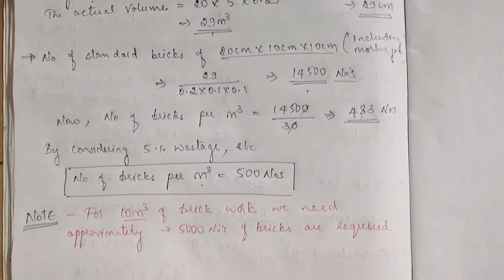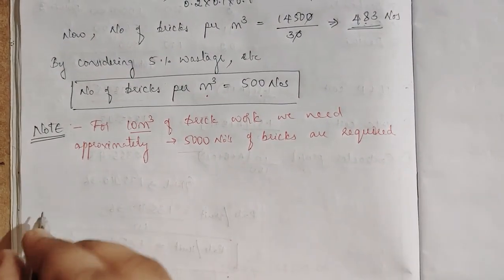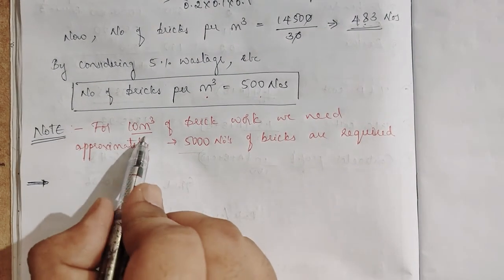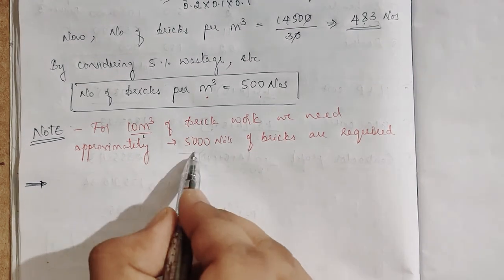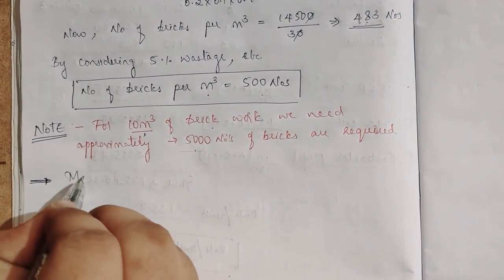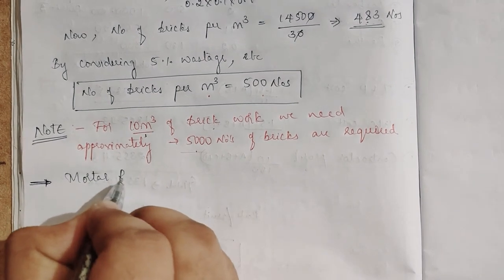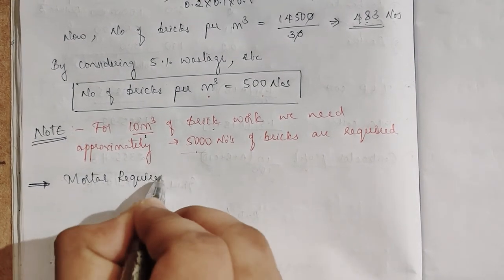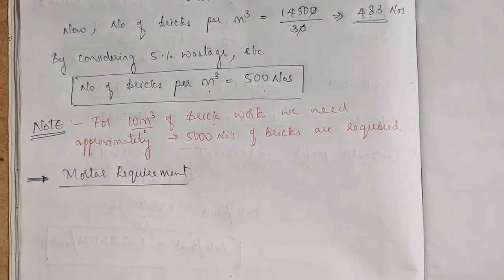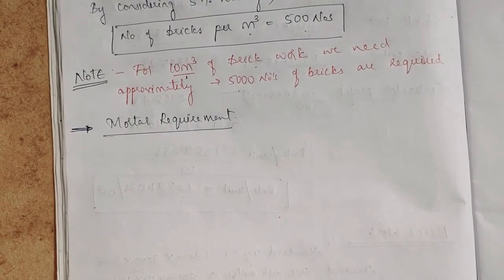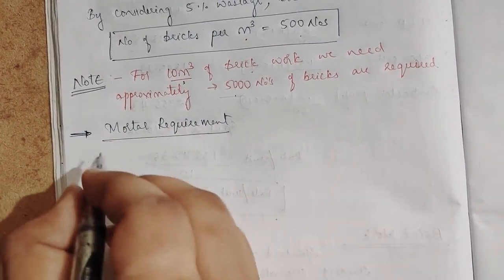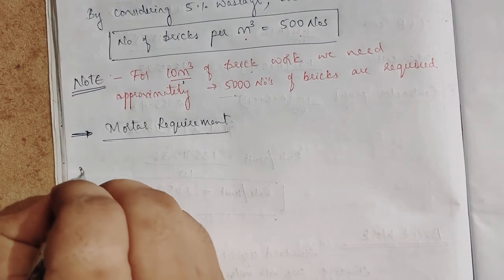Okay, now I'll come to the actual problem, that is mortar calculation. So got it? For 10 meter cube of brickwork I need 5,000 number of bricks. Now I'll come to the mortar requirement. So we have to carry out this mortar requirement also. So I am going in detail to understand perfectly.